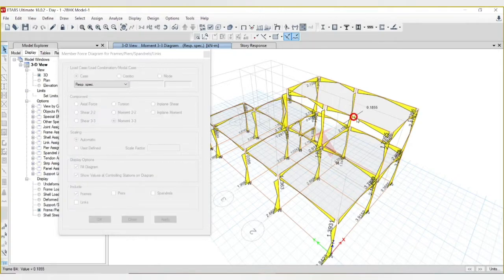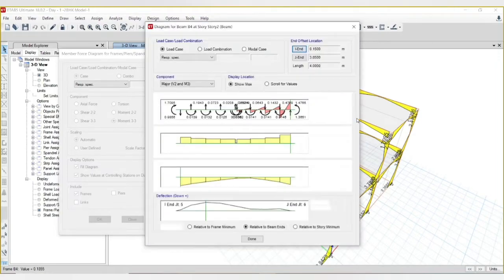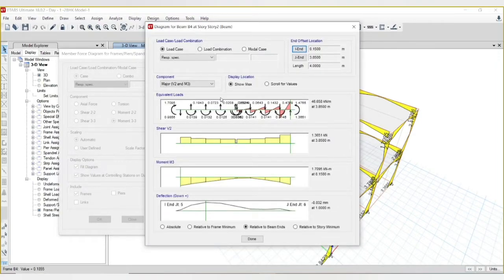If you need any detail, you can right click here and you can see the response spectral deviations. This is the equivalent lateral load. At each and every point you can see moment and deflection. The maximum deflection is at 1 meter and 0.0032. So the maximum moment, which is given at 0.15, is 1.7.